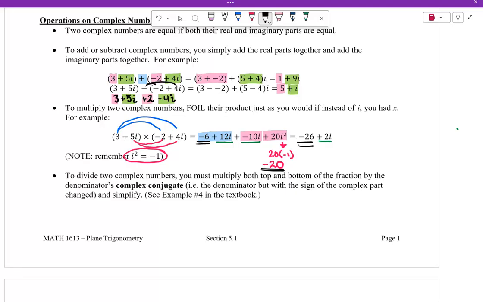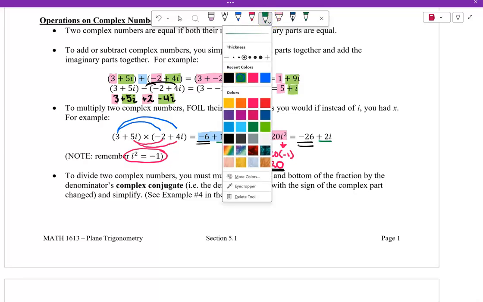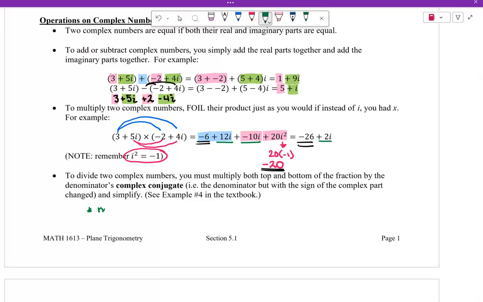To divide complex numbers, you must multiply the top and bottom by the reciprocal of the denominator. I shouldn't say reciprocal, sorry. The complex conjugate of the denominator. We will practice those here in just a second. But the reason why we multiply by the conjugate is because all the i's will cancel. And that's what we need. We can't have any i's in the denominator. So let's make a note of that and say no i terms in denominator.